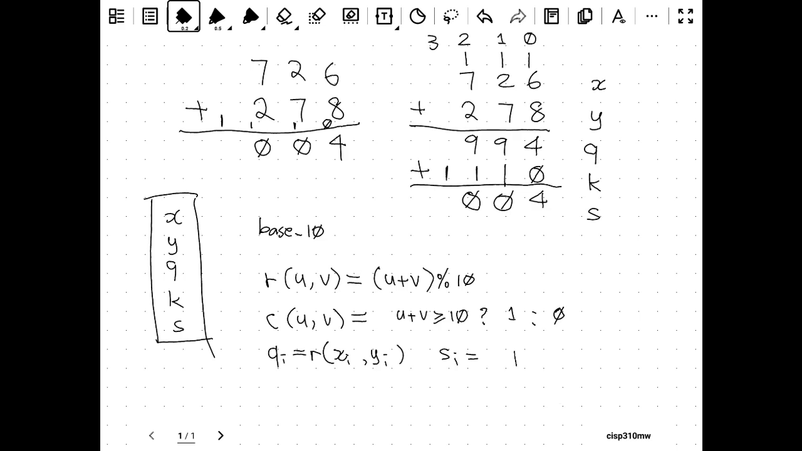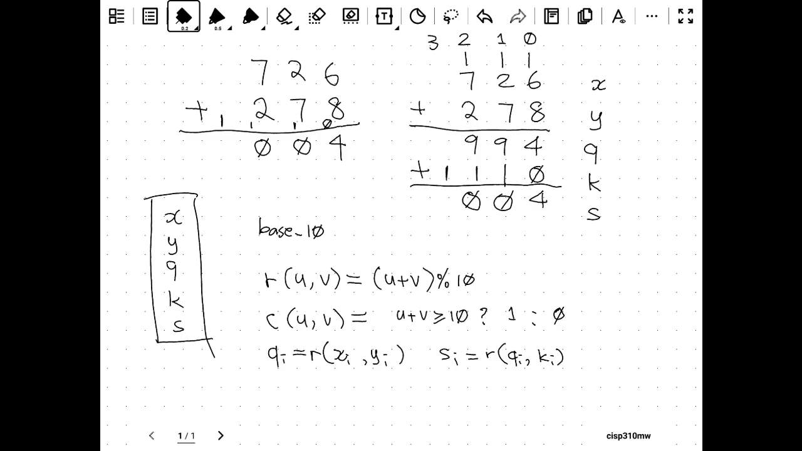Okay, so we use Qi, Ki, and this is the single digit sum between those two. So it's the R between the Q of I and the K of I. I is representing the digit. So in our example, I would range from 0 to 2.